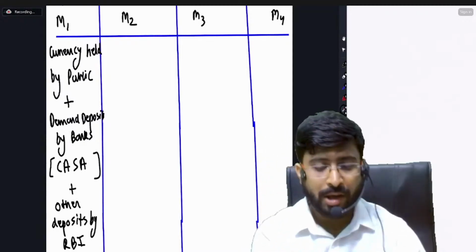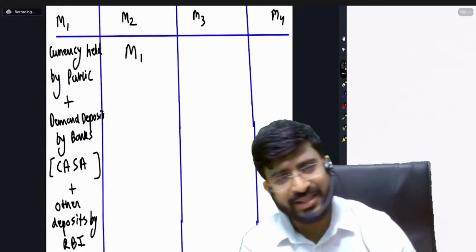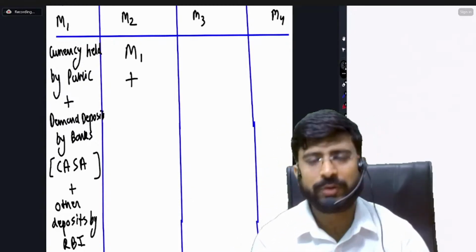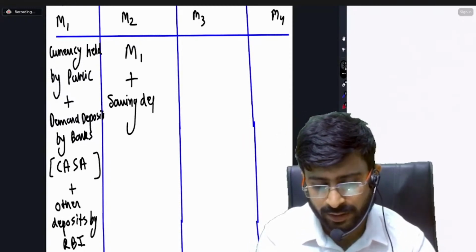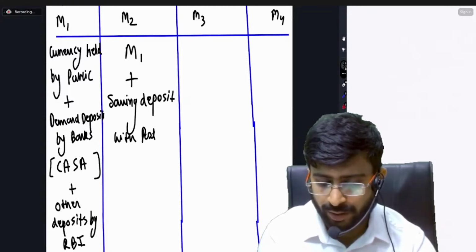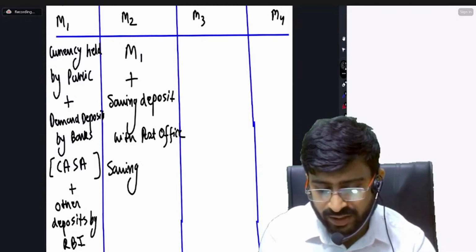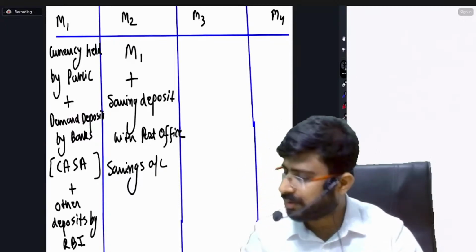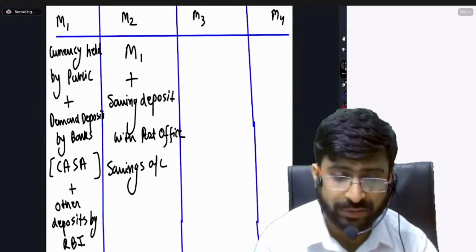So friends, in M2 you have two things: the entire M1 plus savings deposit that you have with post office, the post office savings account. Who has characterized this? RBI itself has done that. Yes. Now, what is M3, sir?